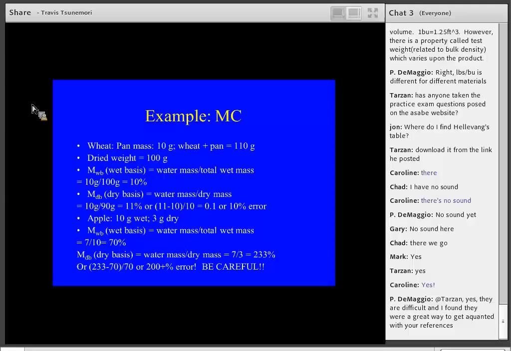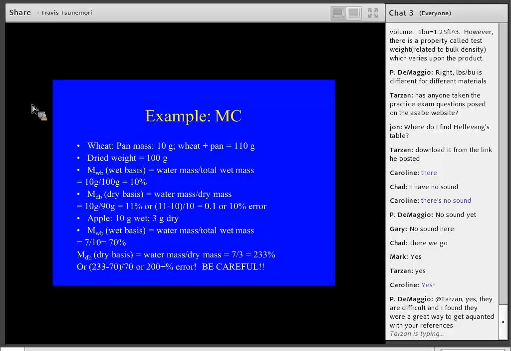Let's work an example. All right, so we've got some wheat. We've got a pan that we're going to put the wheat in. It has a mass of 10 grams. And we pour the wheat in there, and our new mass is 110 grams. And then we dry it. Put it in the oven, standard oven, 100 degrees C. Leave it for 24 hours, or leave it until it gets to a standard dry basis, doesn't change anymore. The dry weight is 100 grams.